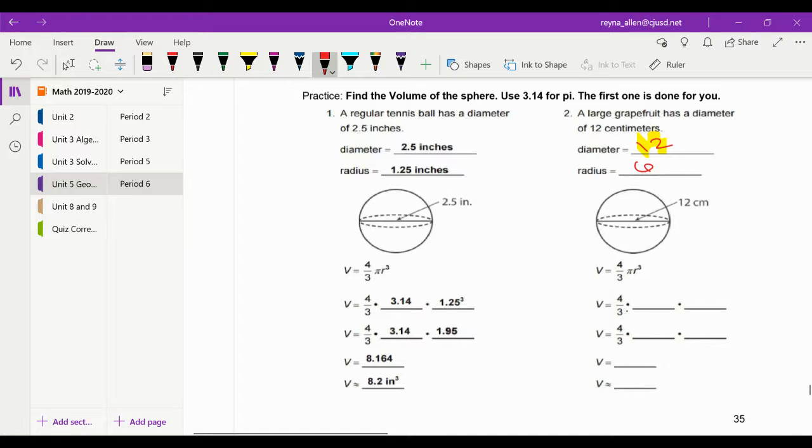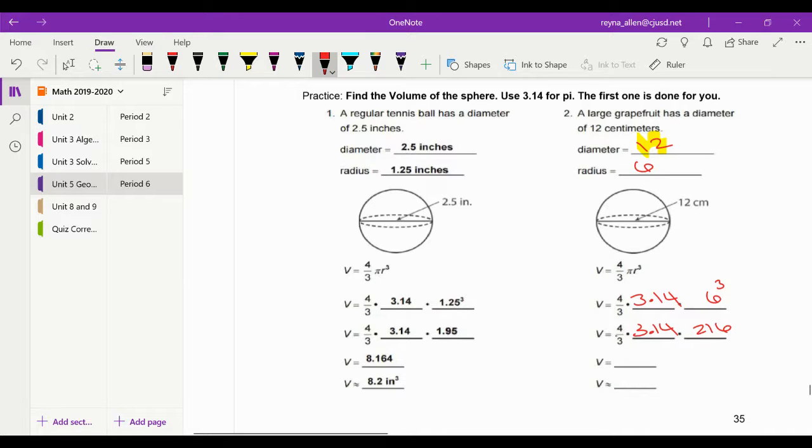Okay, so 4/3 times pi, 3.14, times my radius cubed, so that is 6 cubed. What does radius cubed mean? That means 6 times 6 times 6. So let's put that into our calculator. And that gives me 216. So we do 3.14, 216. Put that all in our calculator.